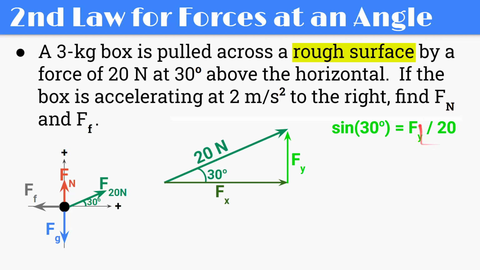Okay, and if I want to solve for Fy, I'm going to multiply by 20 on both sides, and it will be equal to 20 times sine 30 degrees. Of course, when you're doing this, please make sure that your calculator is in degree mode. Otherwise, you will get the wrong answer. Okay, this gives us an answer of 10 newtons.